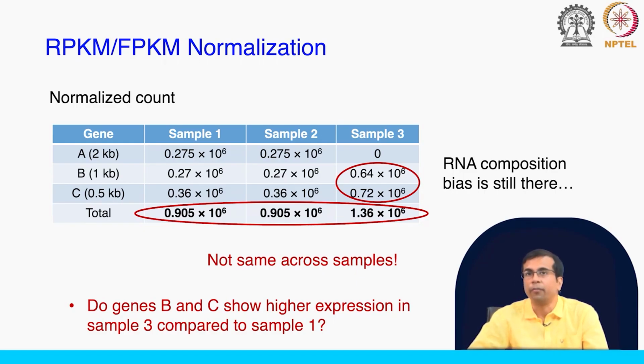Also you cannot compare across samples because the RNA composition bias is still there. We have not done anything about that yet. If you see, this number is actually higher for sample 3. These normalized counts are higher in sample 3 for gene B and gene C compared to sample 1 and sample 2. And you might erroneously say that gene B and gene C are highly expressed in sample 3, but that is probably not the case, because gene A has changed its expression. So, what are the solutions then? We cannot answer this question correctly yet. We can answer, of course, but that will be an erroneous answer.